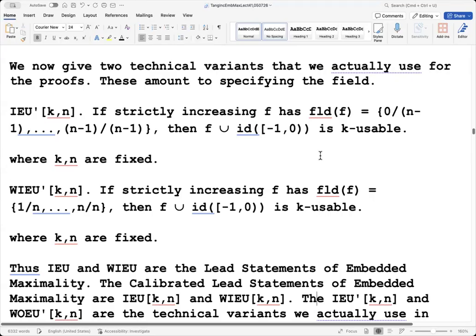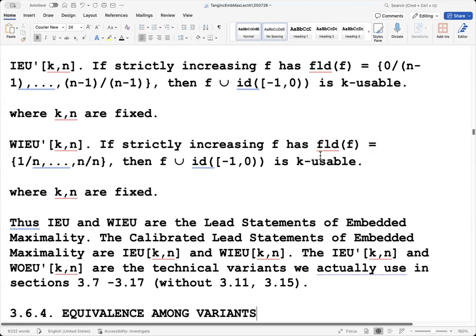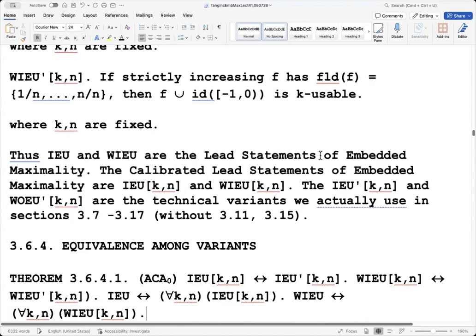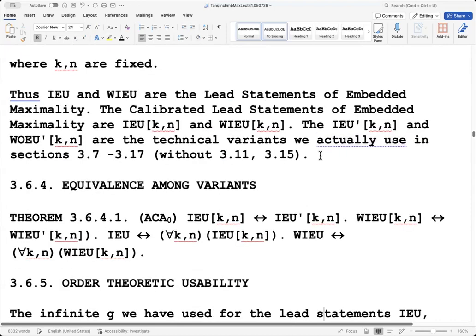All right, and that's it. There's nothing else. No other notation. So IEU and WIEU are the lead statements. The calibrated lead statements are IEUKN and WIEUKN. The IEU prime and the WIEU prime are the technical variants that we actually use, but they're not the main event.